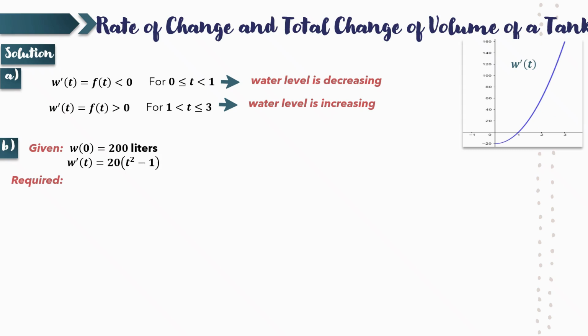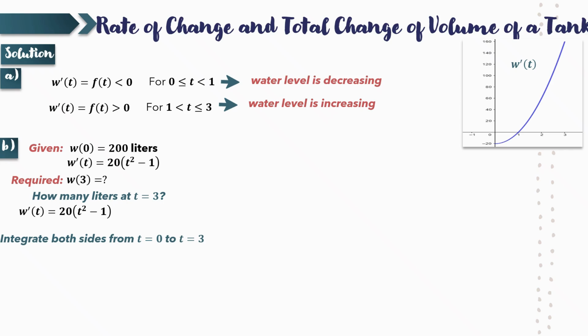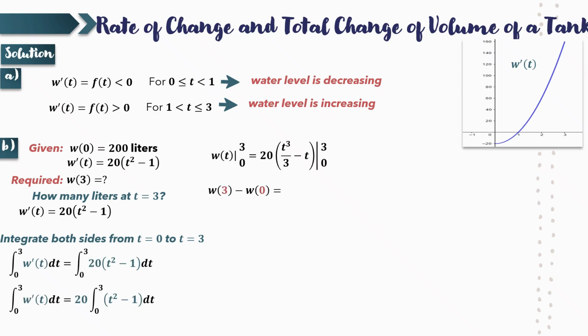W of 0 is given as 200 liters. W prime is also given. What is W of 3? How to find W of 3? Let's integrate both sides of W prime of t equals 20 times (t squared minus 1) from 0 to 3, where the integral of W prime is nothing but W of t. And so you get this expression. Now let's replace by the upper limit and then the lower limit. W of 3 is what you need and W of 0 is given as 200.